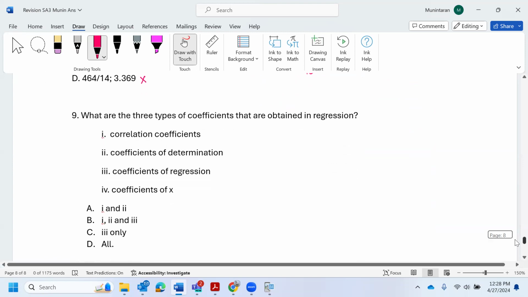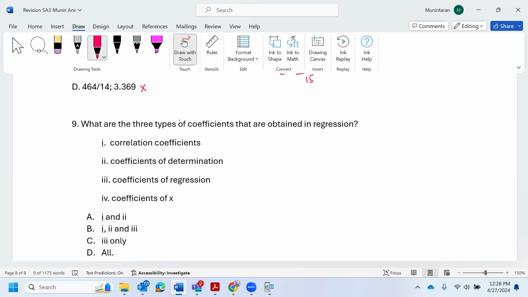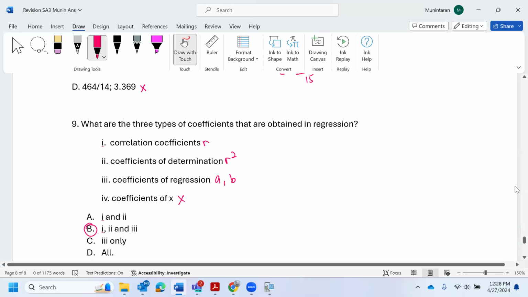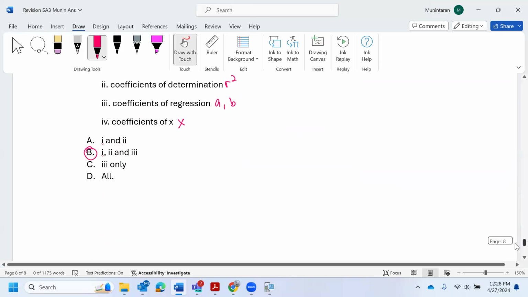All right, I think we came to the last part. Which are the three types of coefficient that are obtained in a regression? Of course, the coefficient of correlation, that is R; the coefficient of determination, R squared; and the coefficient of regression, that is the value of your A and B. The coefficient of your X is not there. The answer is A, B, C, 1, 2, 3.